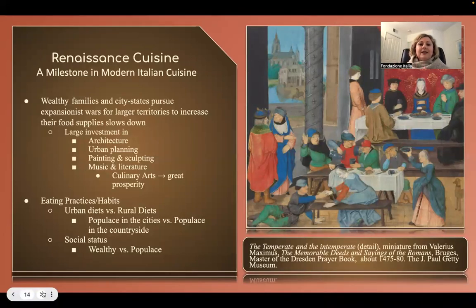Well, the wealthy families and city states, during this time, there is a period of relative peace, compared to the 200 years before, but wars are always outside the door. And so the city states are always trying to increase their territories in order to increase their food supplies.